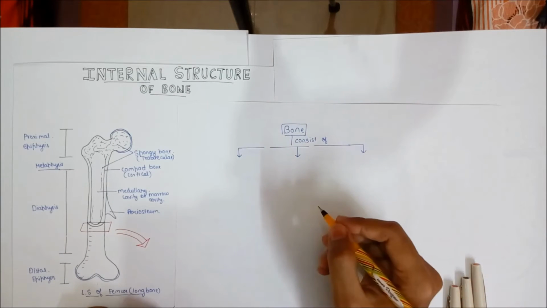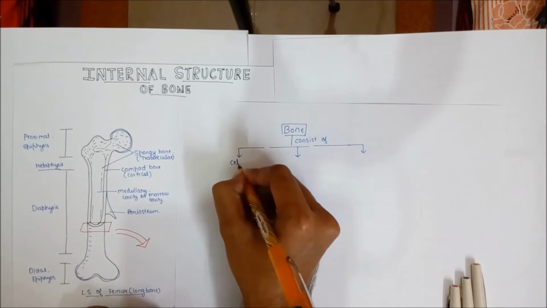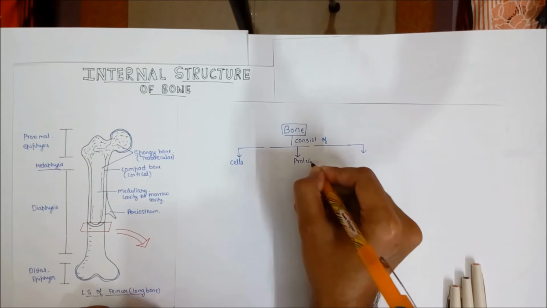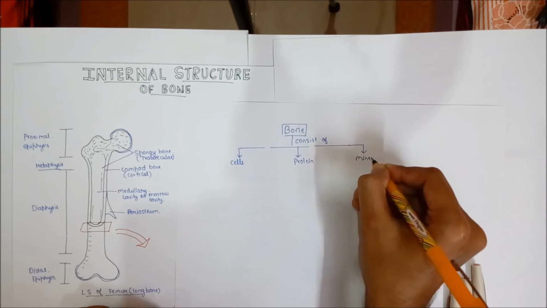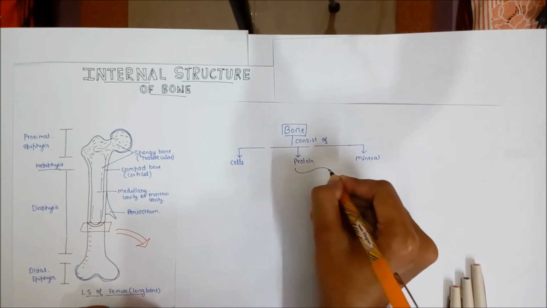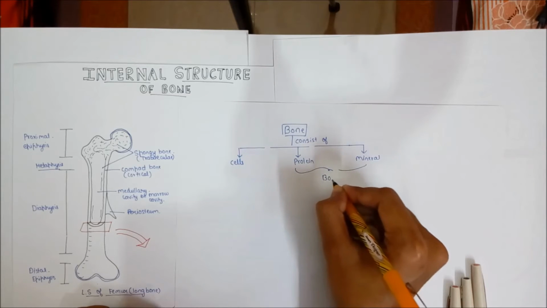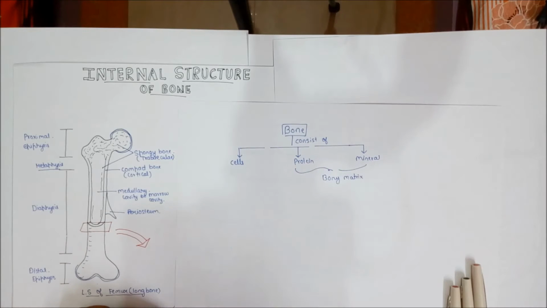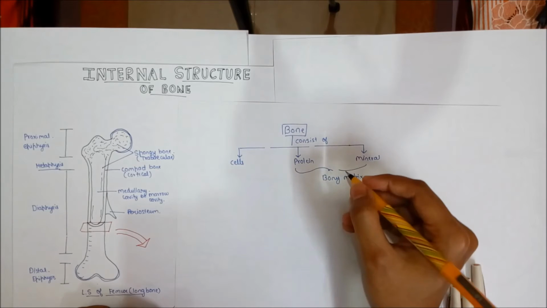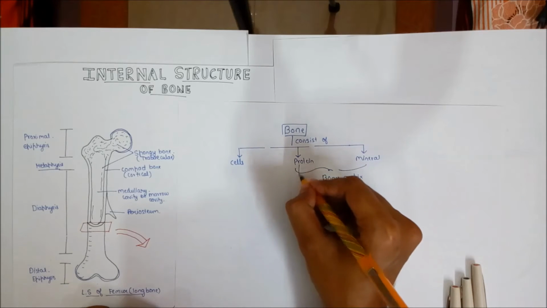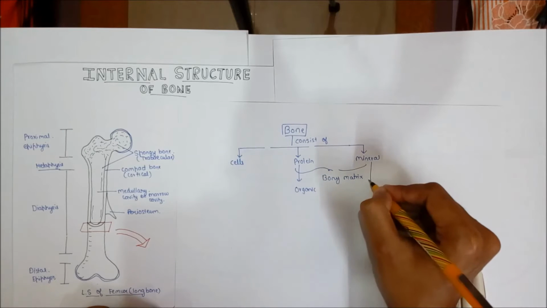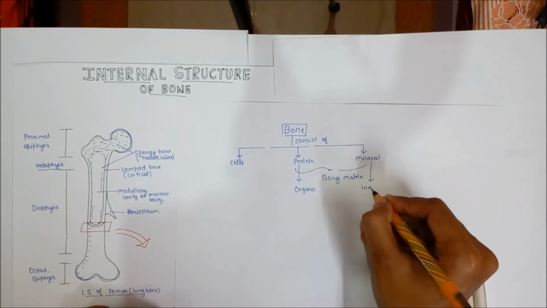Now bone consists of three things: bone cells, protein and mineral. This protein and mineral will form the bony matrix. Matrix is the extracellular substance or extracellular material that is present outside the cells. This protein will form the organic part of the bony matrix and the mineral will form the inorganic part of the bony matrix.